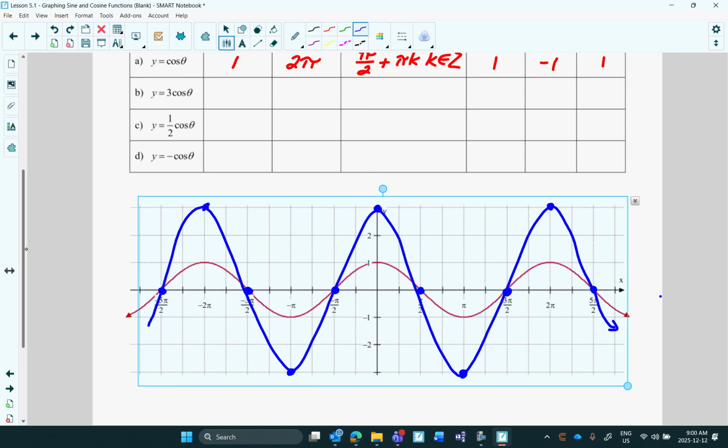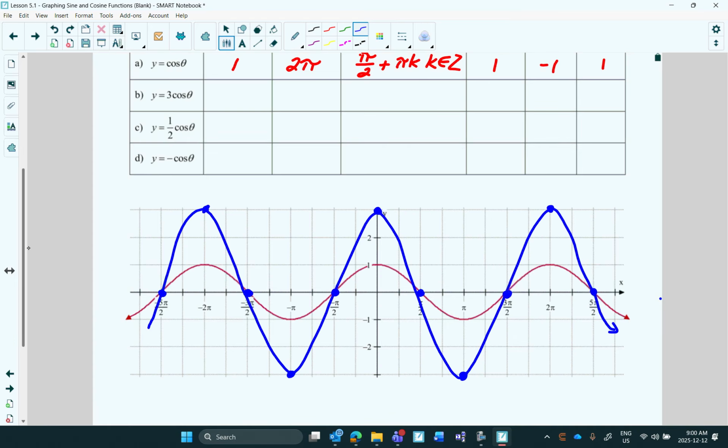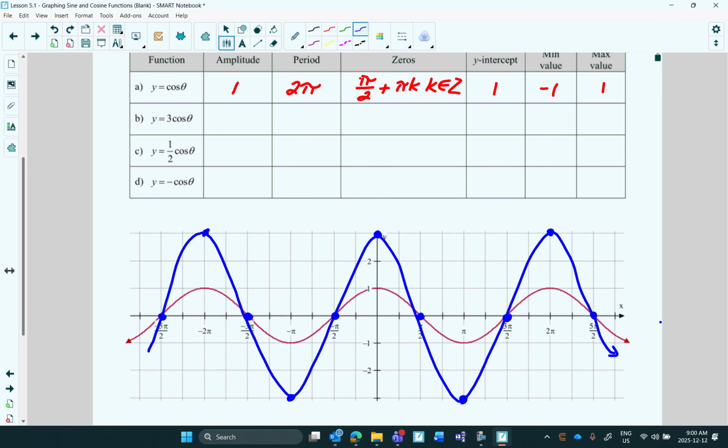So what happened here? Well, the midline stays the same, but what happened to the amplitude? What's the amplitude now? 3. The period didn't change, which means that these won't change, the zeros or the x-intercepts. The y-intercept changes though. So does the minimum value. What's the minimum value? And the maximum? Right.